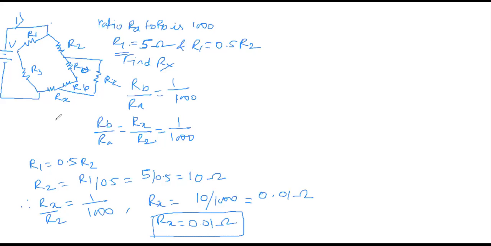So while solving the numerical, you have to draw the diagram first, then write the given things, then write equations for the balanced condition, and then solve the numerical. Okay. Everyone got this? This is the Kelvin's bridge numerical.